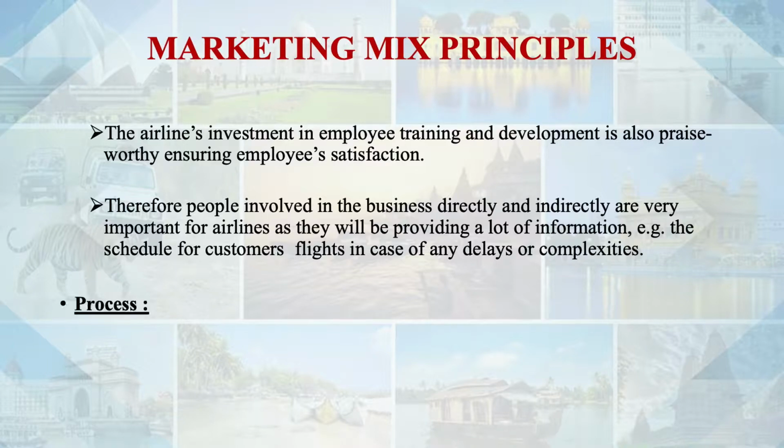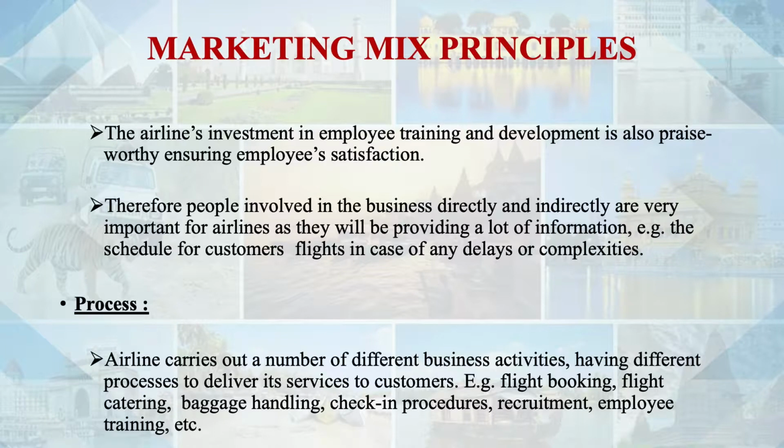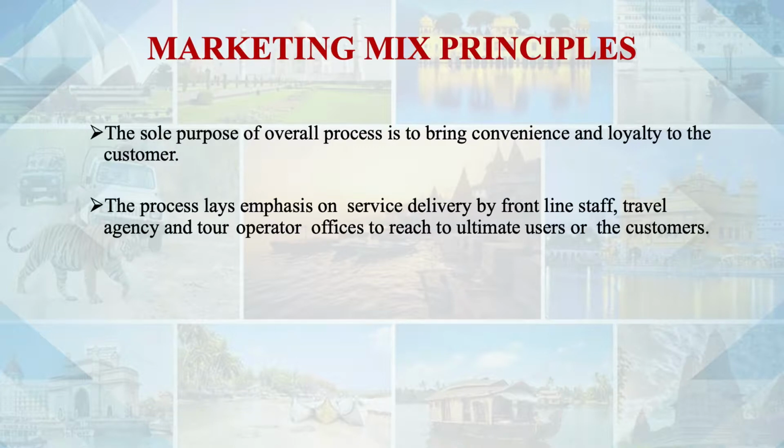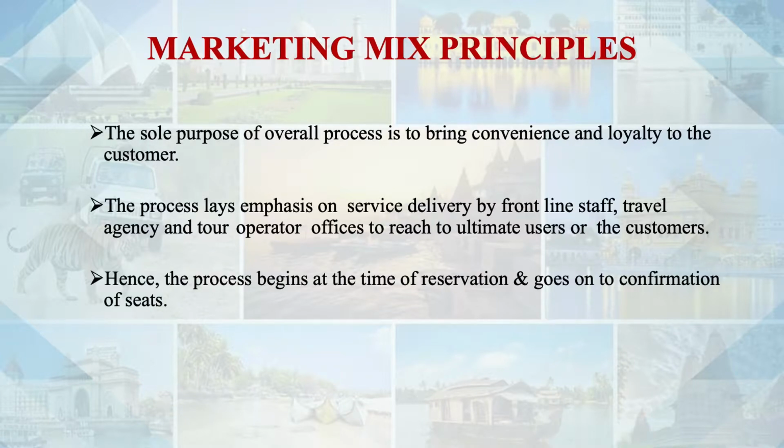The next marketing mix element is the process. An airline carries out a number of different business activities having different processes to deliver its service to customers. For example, flight booking, flight catering, baggage handling, check-in procedures, recruitment, employee training, etc. are some of the important activities in the overall process, with the sole purpose of bringing convenience and loyalty to the customer. The process lays emphasis on service by the frontline staff, travel agency, and tour operator offices to reach the ultimate users or the customers. As a result, the process begins at the time of reservation and goes on to the confirmation of the seats.